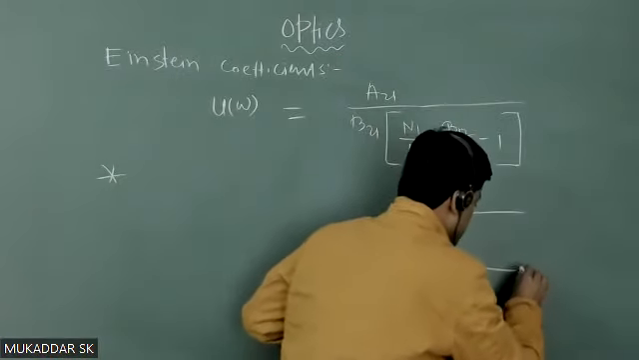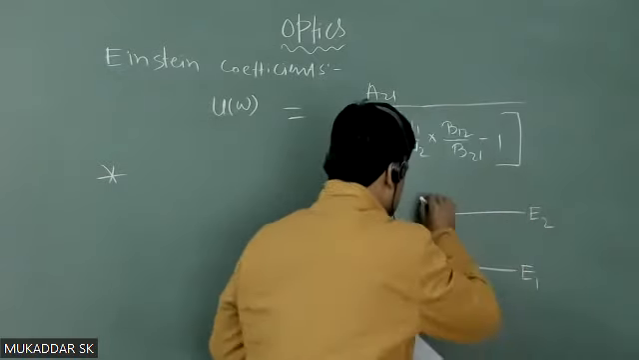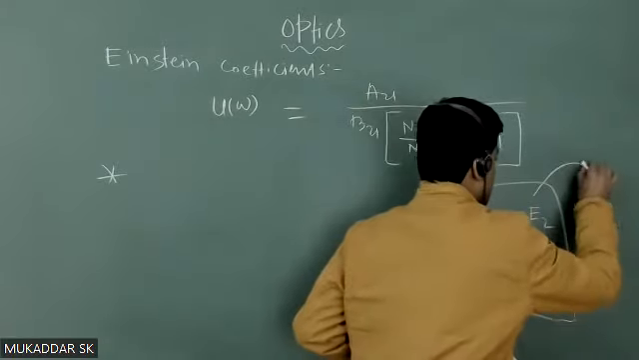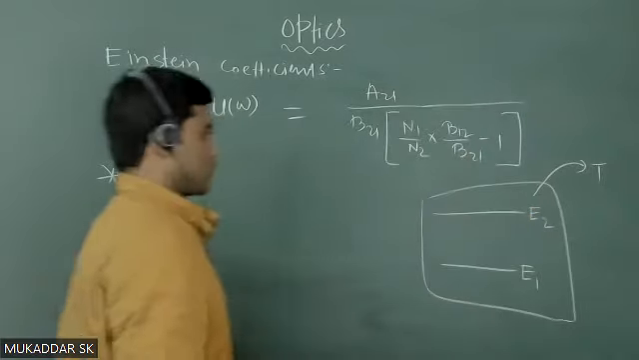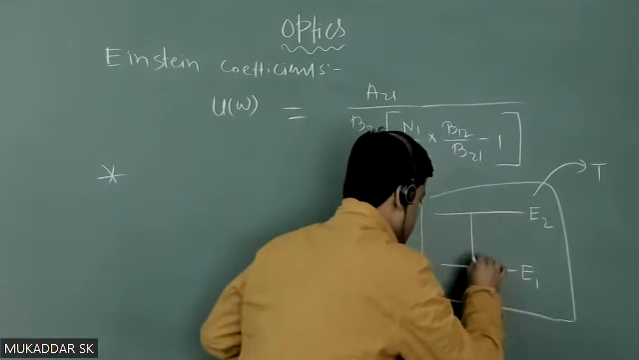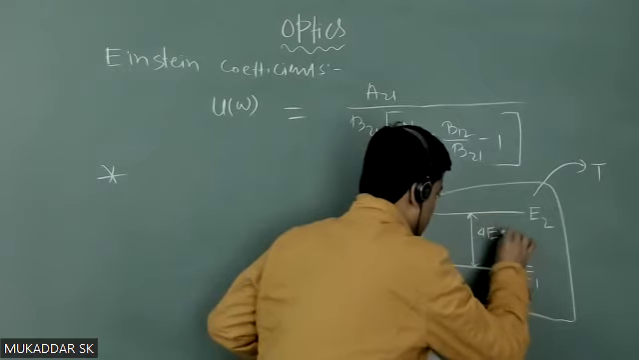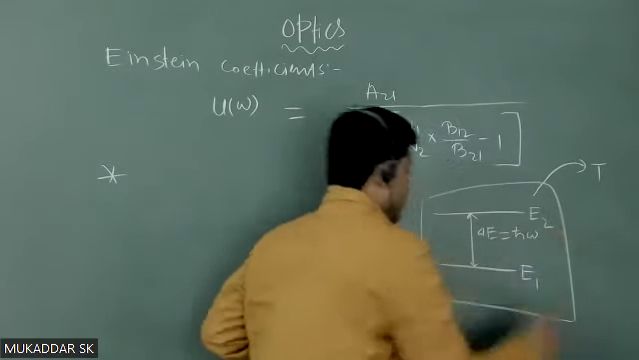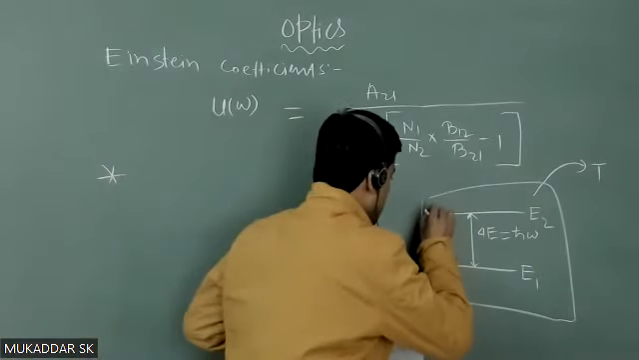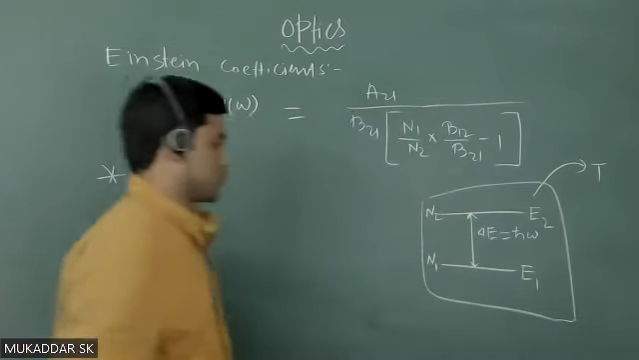Suppose you have a two-level system, E1 and E2. So this is your system, and the temperature of the system is T. The separation between these two levels is delta E, and that is of the order of h cross omega. The population at E2 is N2, and at E1 it is N1.